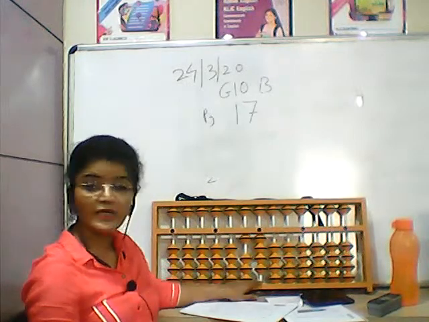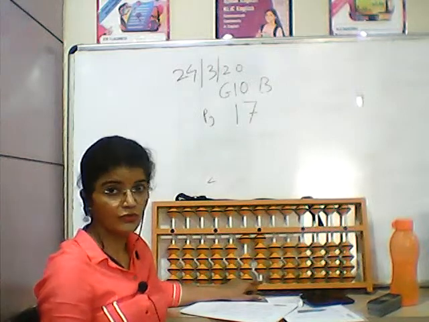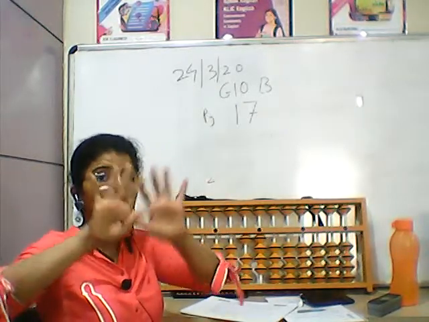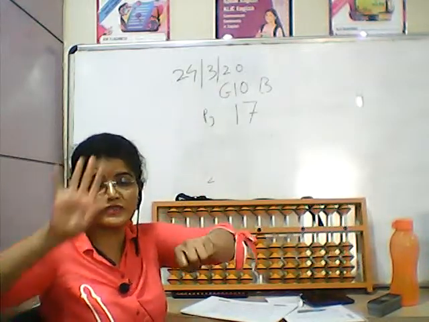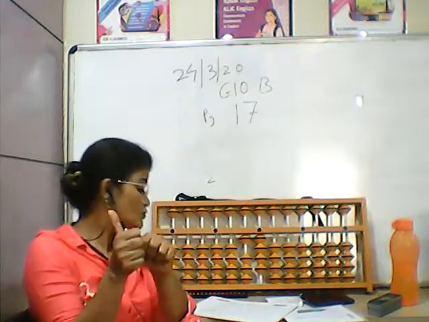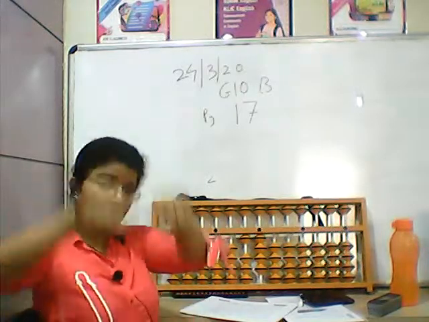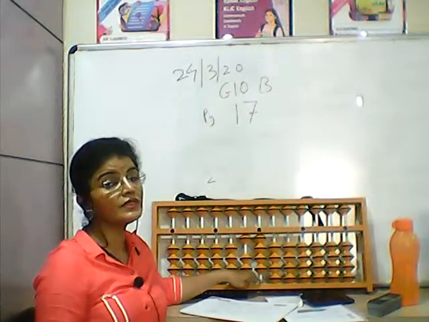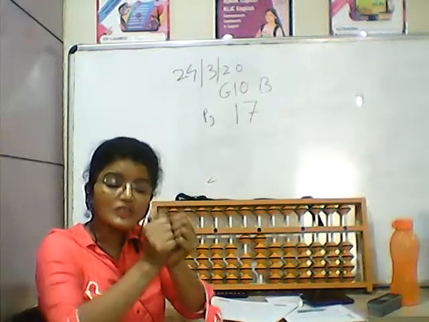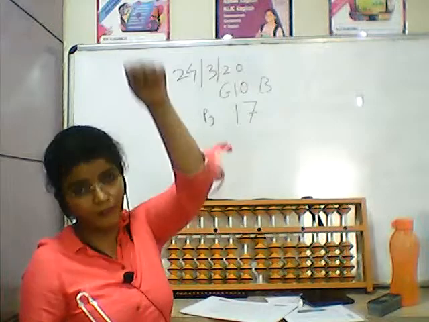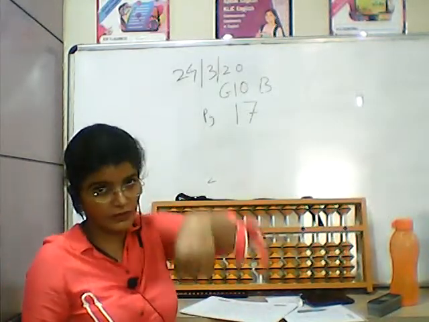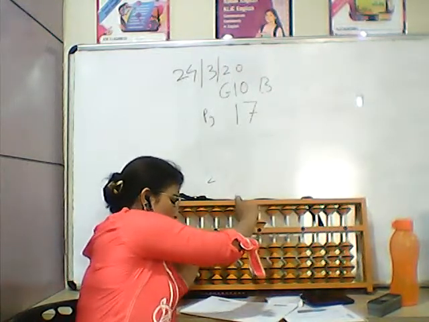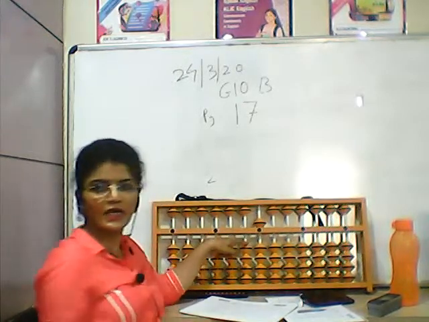Minus 9. Can you do minus 9 directly? No. Can you do minus 10? Yes. Show 10. Now show minus 9: minus 5, minus 4. Minus 9th operand plus 1: minus 10 plus 1. Lekin plus 1 nahi hai. So which friend makes complement? Minus 10 plus 5 minus 4. 10 down, 5 down, 4 down. Answer is 5.